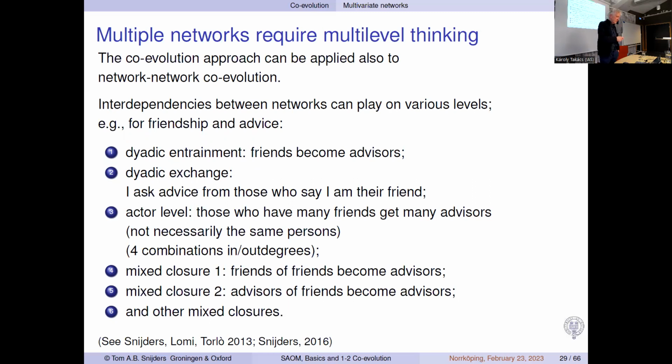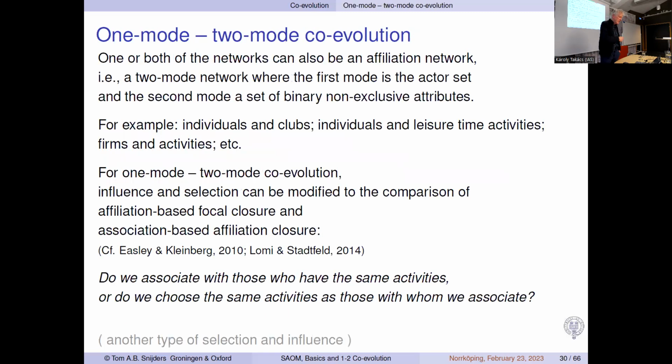I will drop this slide and go right to one-mode, two-mode co-evolution. Think of the example of a one-mode network, which is a friendship network between individuals, and a two-mode network, which is a sport network, the sports they do. When doing the sports, you can make friends, but you can also influence your friends to do the same sport as you. So the basic idea of influence and selection can also be seen in one-mode, two-mode co-evolution.